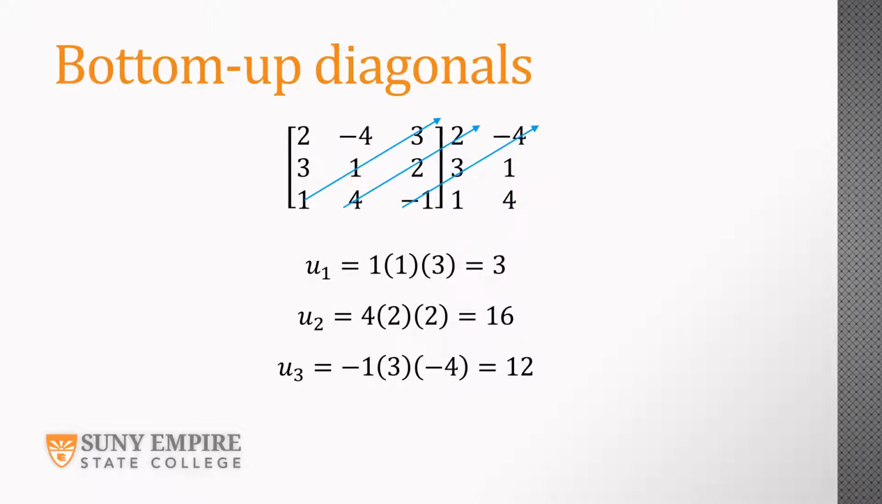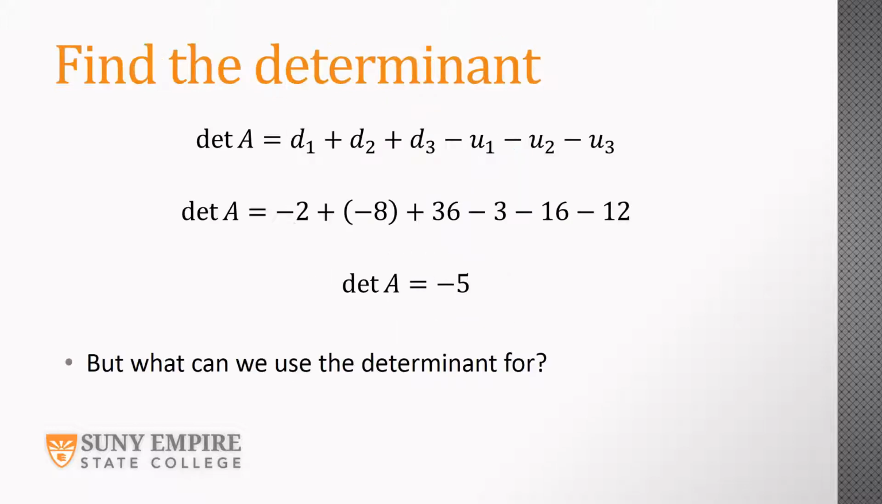Next, we find the products of the bottom-up diagonals. U sub 1 is the product of 1, 1, and 3, which equals 3. U sub 2 is the product of 4, 2, and 2, which is 16. U sub 3 is the product of negative 1, 3, and negative 4, which is 12.